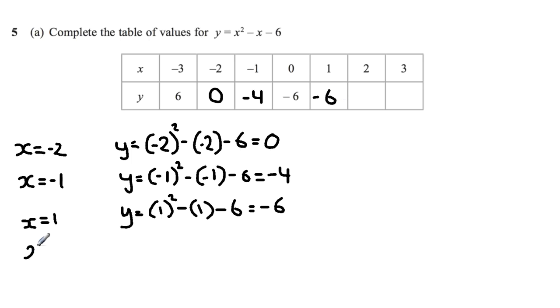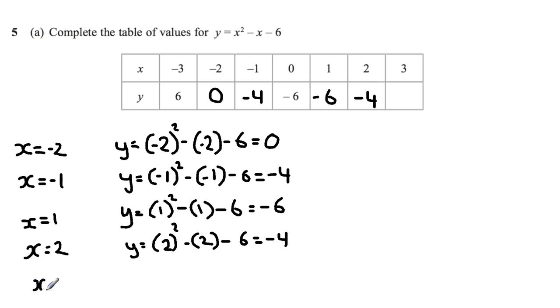When x equals 2, y equals (2) raised to the power of 2 minus (2) minus 6 equals minus 4. So this is minus 4. And when x equals 3, again, substitute into the equation. So we should have (3) raised to the power of 2 minus (3) minus 6, which equals 0.